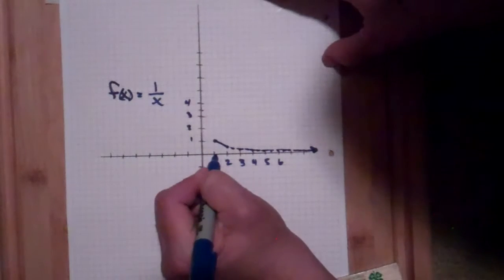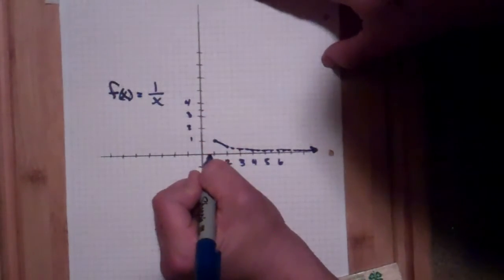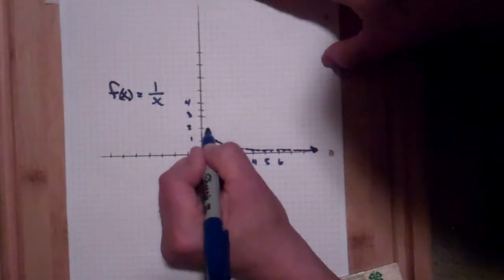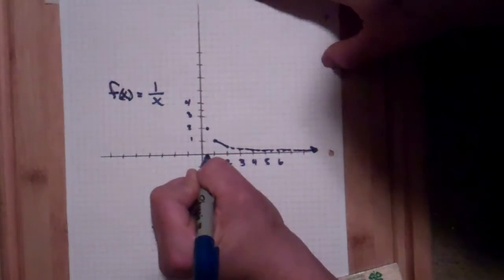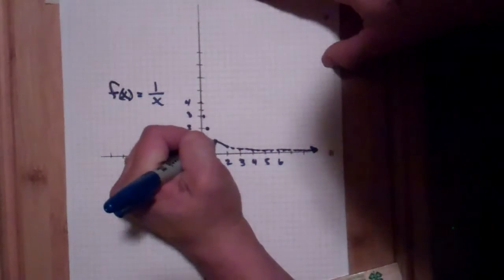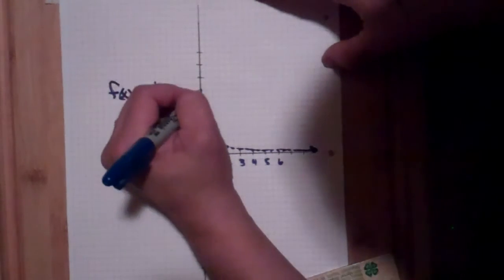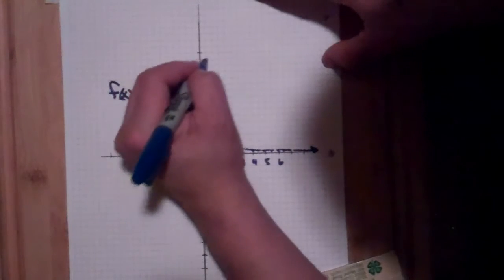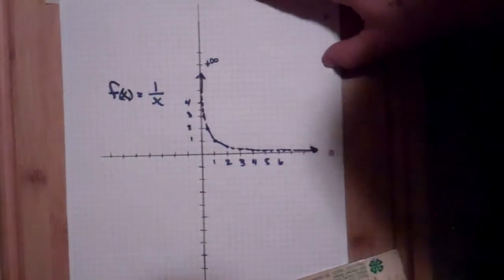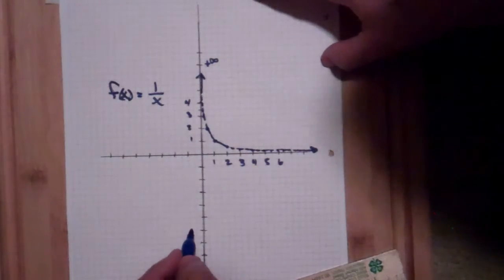As we go the other way, if I were to go to 1 over 1/2, well, 1 over a half, I would actually go up to 2. At a third, I'd go up to 3. At 1/4 for an x value, I'd end up at 4. And so the tendency as I get closer to 0 is for this curve to approach positive infinity. It will get infinitely close to the y-axis but never touch.